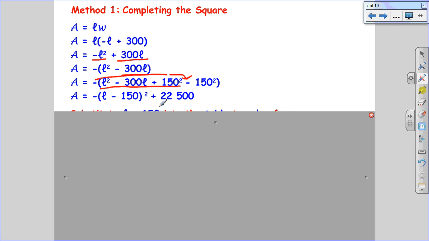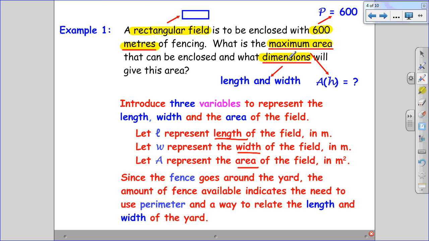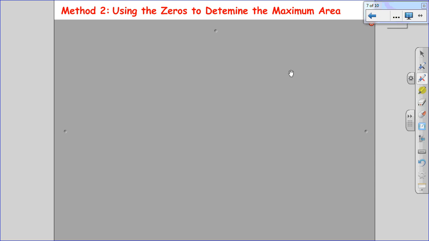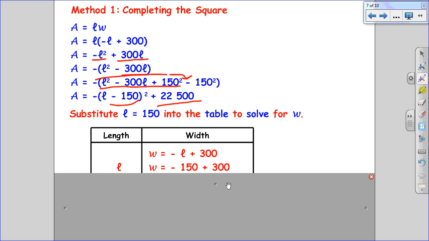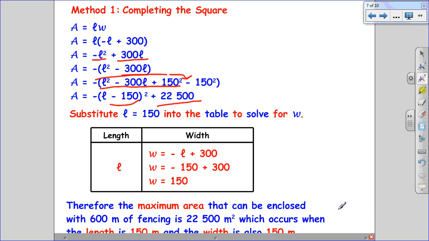What does this tell me? Here's the important part. It tells me the maximum area is 22,500 meters squared, and it happens when the length is 150. Now, what did the question ask me for again? I've already forgotten. It wants the dimensions. I've only found the length. Now I need to find the width. And I can do that by substituting back into the table that I started with, put in 150 for length, and lo and behold, the width is also 150 meters. Okay, so the length and width are 150 meters to maximize the field with an area of 22,500 meters squared.